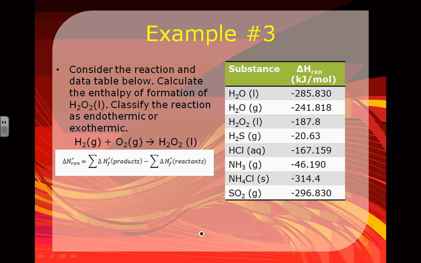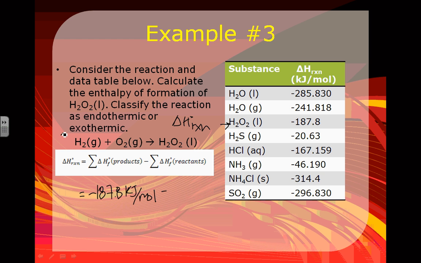Let's do another problem here. There's a little twist to this problem. We're going to calculate the enthalpy of reaction for this. Well, we know it's going to be the sum of the products. So we have liquid hydrogen peroxide, which is right here, so negative 187.8 kilojoules per mole, minus the sum of the reactants.